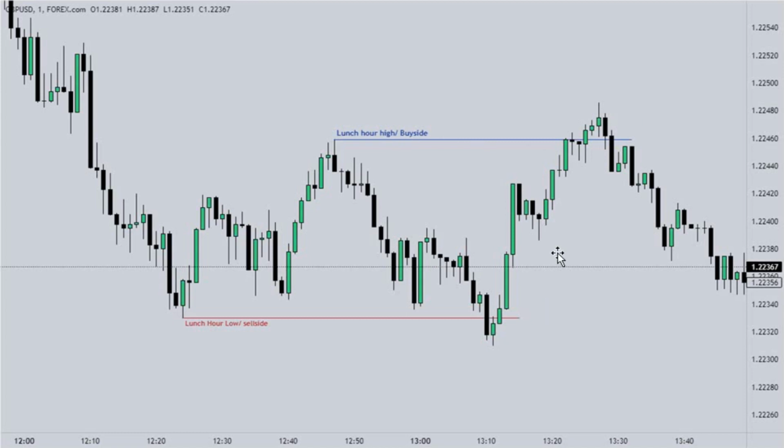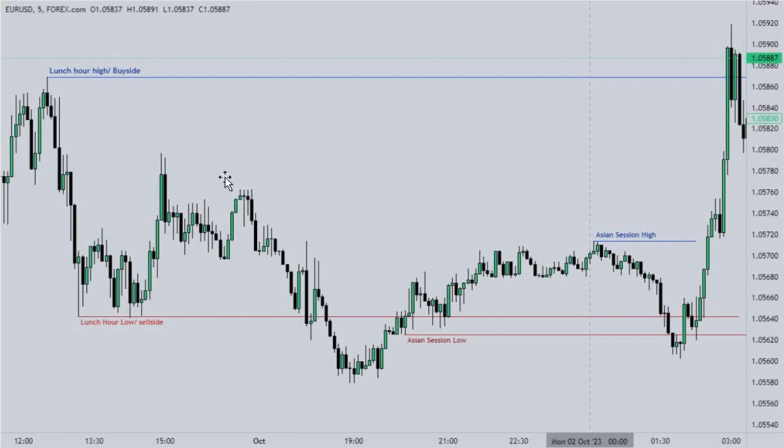So you could take these trades on 1 minute charts. I would prefer 1 minute charts because it secures 10 pips or 15 pips for you. Not every time, but most of the time you could get 10 or 20 pips. Again, here is another example of lunch hour high and lunch hour low. So the time frame I already told you is 12 to 13.